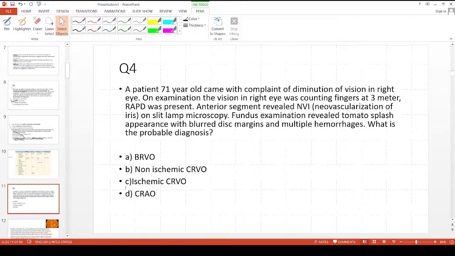When you proceed, you must know that when there is a branch retinal vein occlusion, there won't be this kind of tomato splash appearance. Tomato splash appearance involves the complete fundus. So that means it is a central retinal vein occlusion. Now, coming to distinguishing it from non-ischemic or ischemic: non-ischemic will have a less vigorous appearance, with fewer hemorrhages, and the full-fledged tomato splash appearance will not be seen with non-ischemic CRVO.